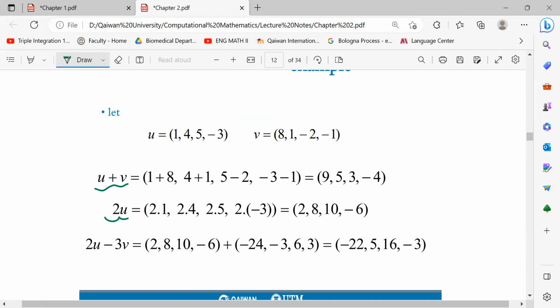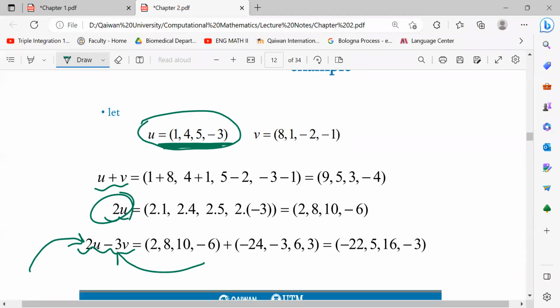Then 2 times u. We just multiply these elements by 2. Okay, because here we have 2u. Then 2u minus 3v. We first multiply the elements of u by 2, then the elements of v by negative 3, then we add them. Okay?